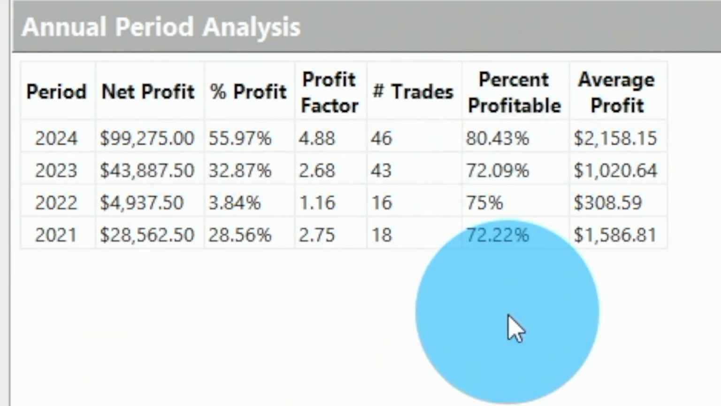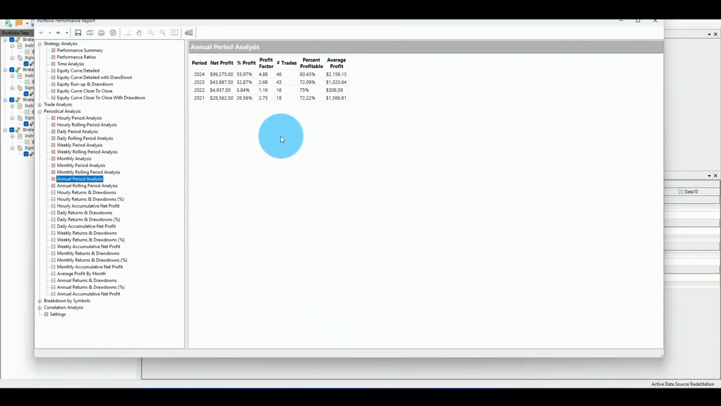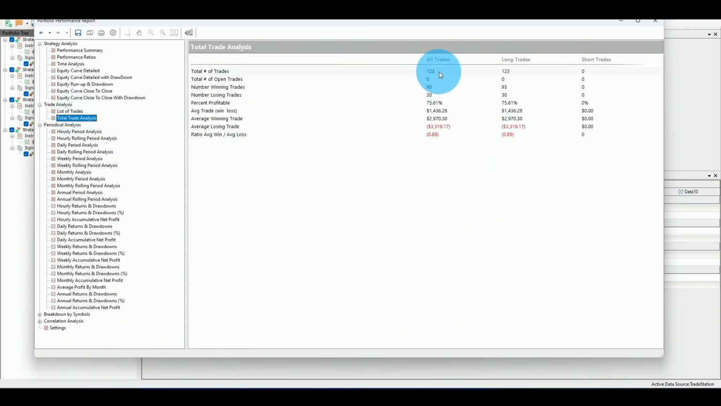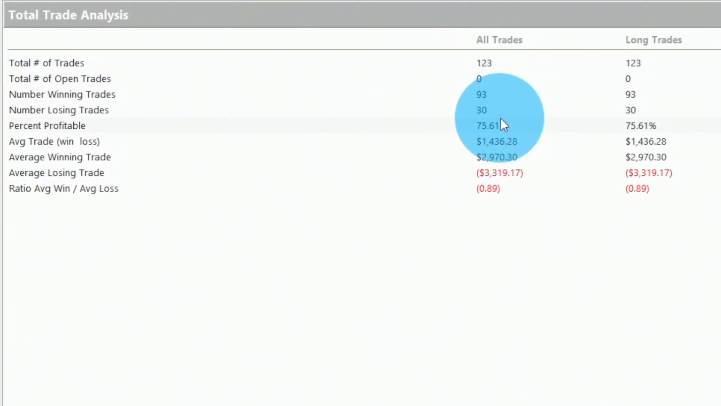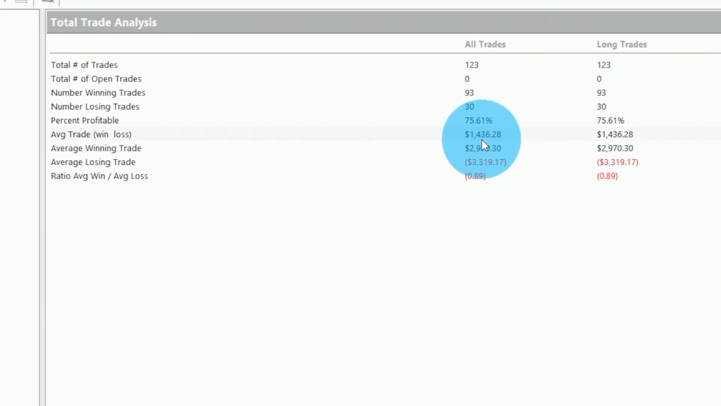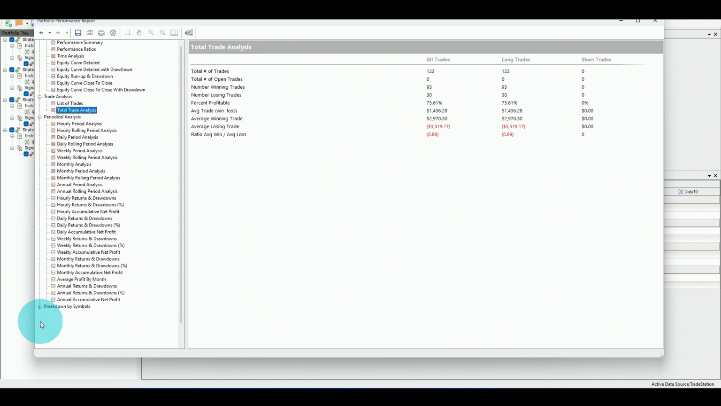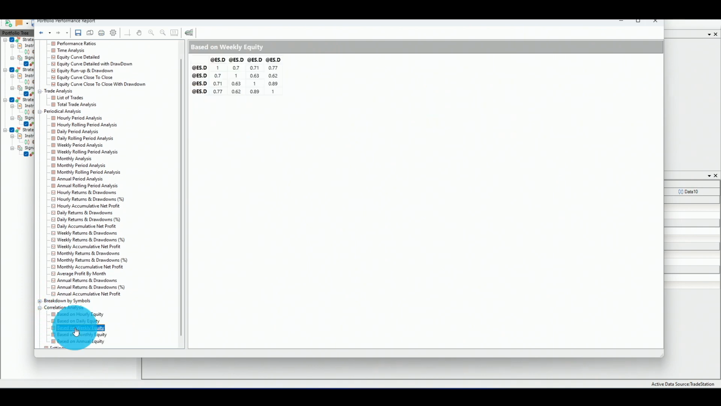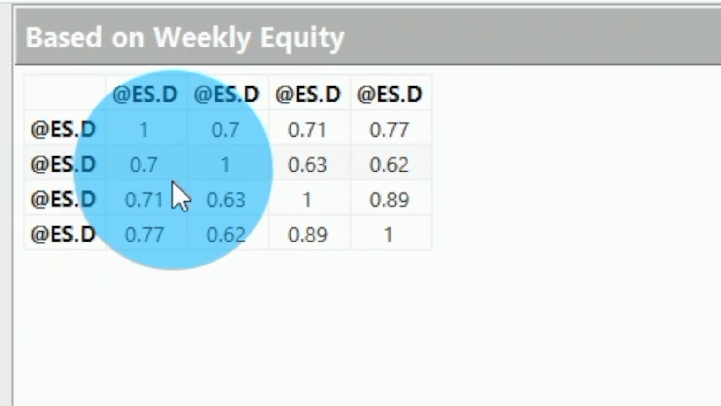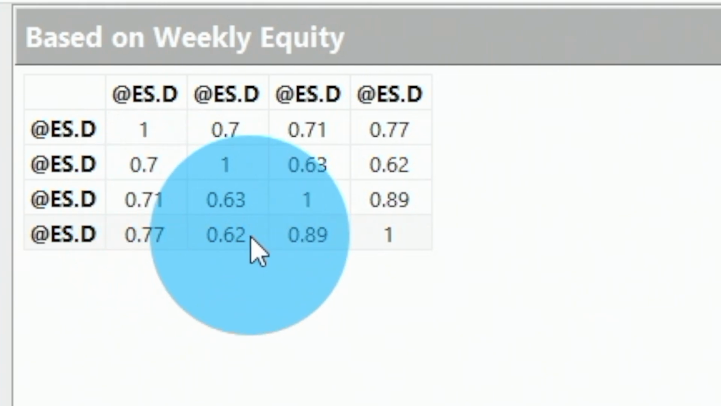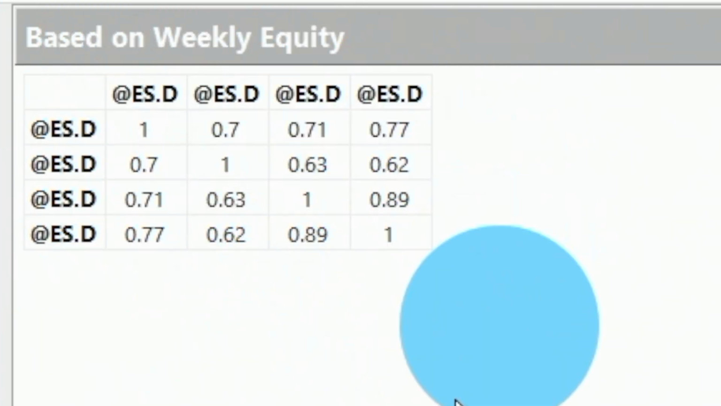Very good win percent with very good average trade. If we look at the trade analysis, 123 trades with an average of 75% win rate and an average trade of $1,400 on the S&P E-minis. Now, these strategies are highly correlated. And as you can see, 0.7, this is high correlation. 0.6 is still high. So we cannot get away from this correlation, because they are very close, RSI 2 and RSI 4.